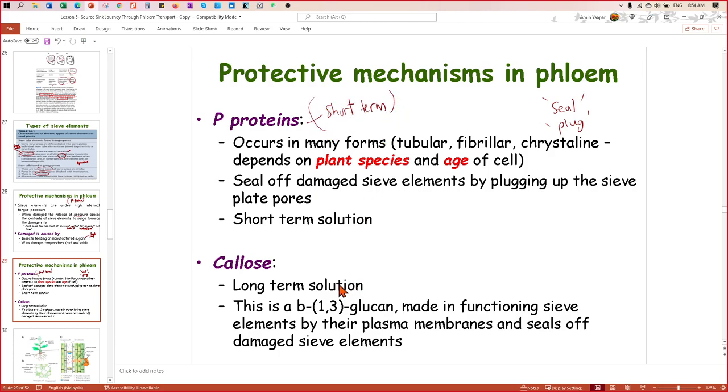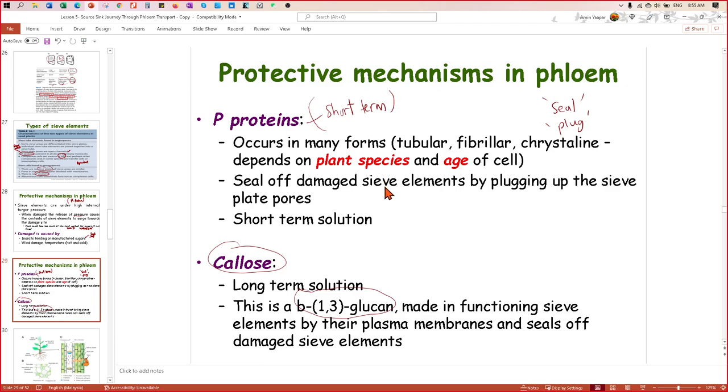Yeah, if the damage is bigger, it will start forming callus. Okay, so callus is a different kind of stuff. It's from this glucan stuff. For much bigger damage, for a long-term solution, all right?